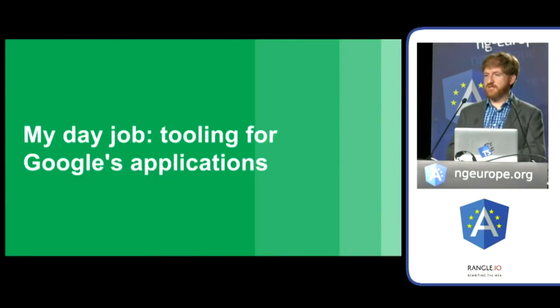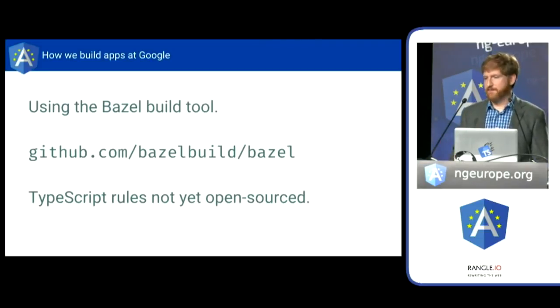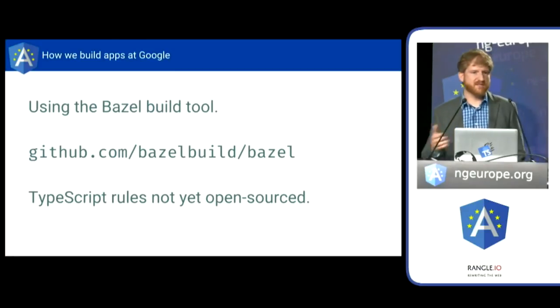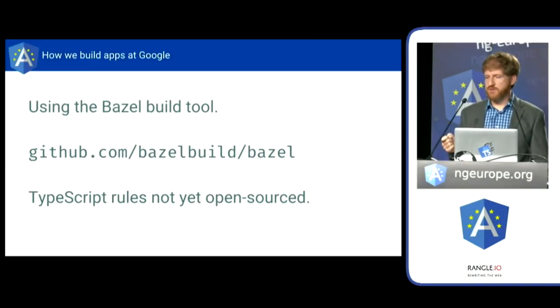So very quickly, let me tell you about what I do, which is not any of these things. I work on the tooling at Google for how we use NGC in our apps. And most of the tooling is open source, and I think the approach is interesting, so I'm just going to touch on it really quickly. We use a build tool called Bazel, which is open source, but we haven't open sourced the TypeScript rules yet, so you can't really try this.